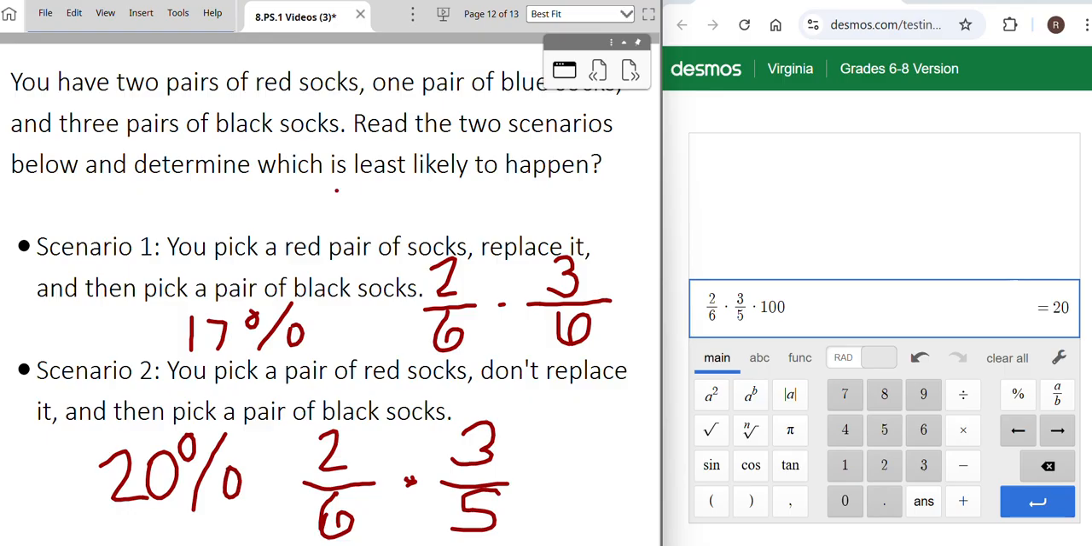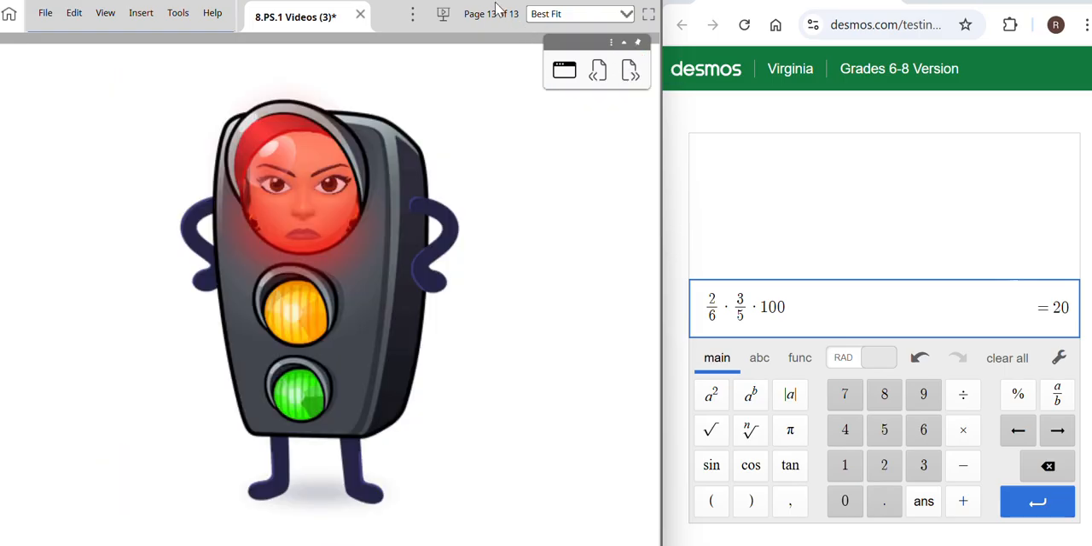So which one is least likely to happen? It's not always what will happen the most times. Sometimes it's what happens the least number of times. So scenario number 1 is the least because it only has a 17% probability when the second one has a 20% probability. All right.